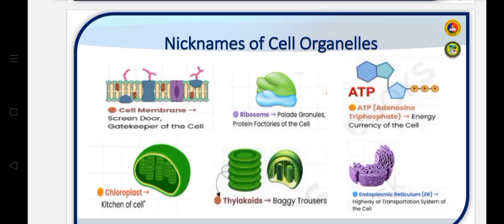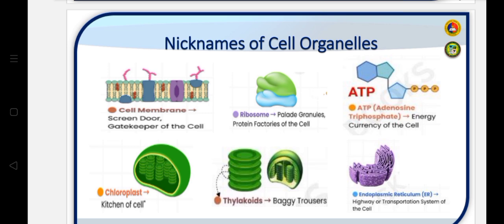Then we have ATP, adenosine triphosphate. ATP is known as the energy currency of the cell, meaning ATP is the money of the cell. Just like we use money to buy things, cells use ATP to power their activities.